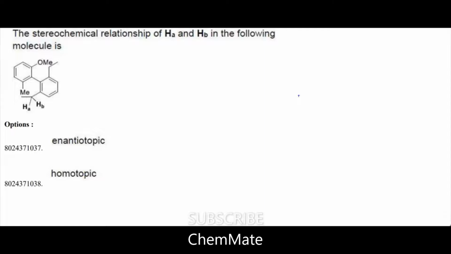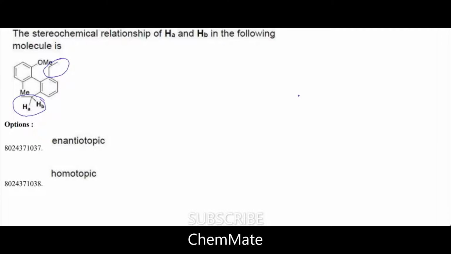So the next question: the stereochemical relationship between HA and HB of the following molecule. If we see this molecule, there are two ethyl groups in it. So this molecule will have a plane of symmetry which bisects this benzene ring, so the molecule is actually optically inactive.